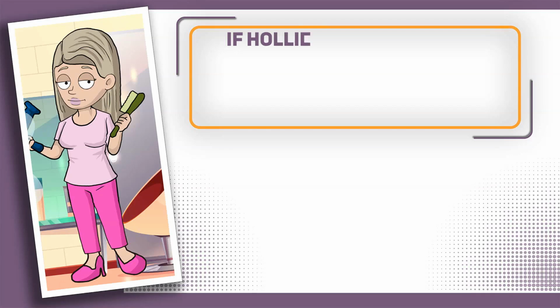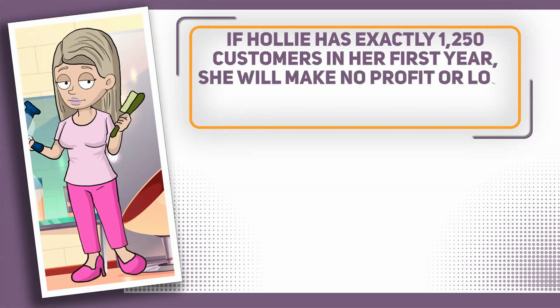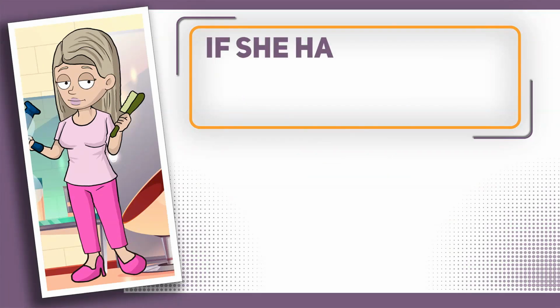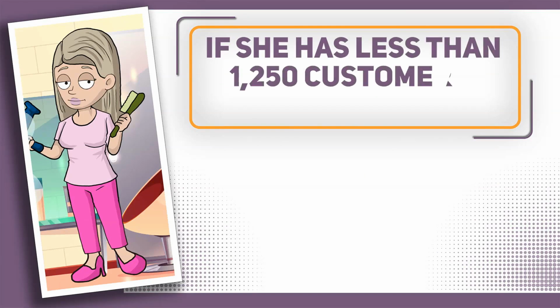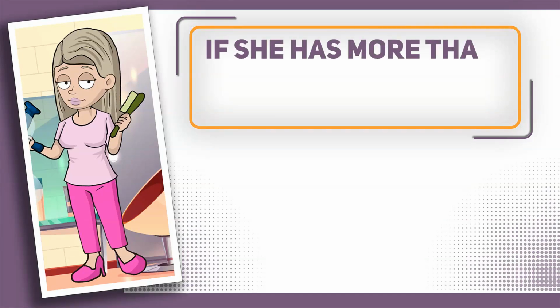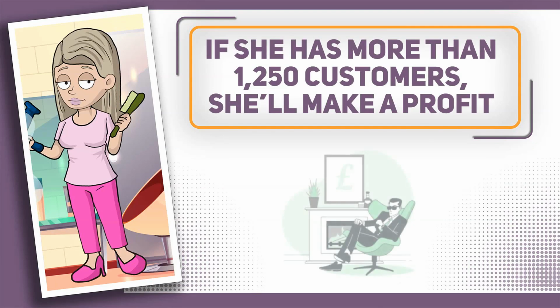Well, this means that if Holly has exactly 1,250 customers getting a haircut in her first year, she will make no profit and she will make no loss. In other words, she'll break even. If she has less than 1,250 customers, she'll make a loss. If she has more than 1,250 customers, she'll make a profit.